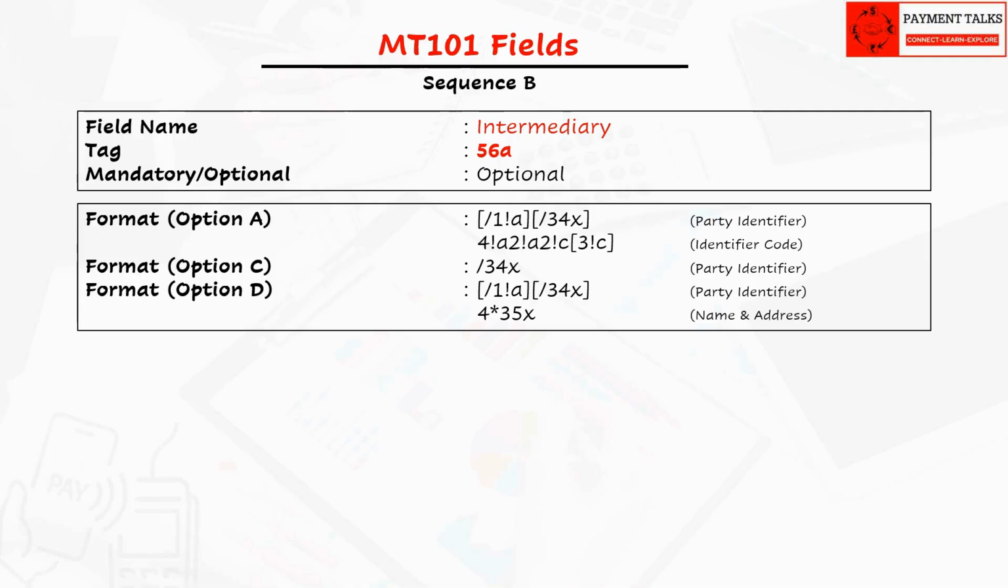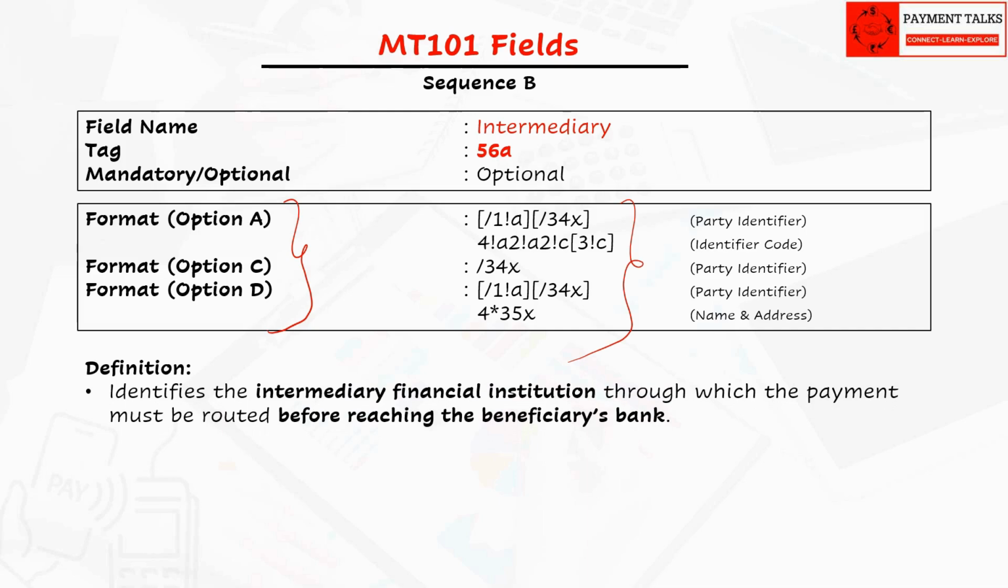This is an optional field. The format is as shown with three letter options A, C and D. This field identifies the intermediary financial institution through which the payment must be routed before reaching the beneficiary's bank. Now you might be wondering, why would a corporate instruct its debtor agent to send the money via a particular intermediary instead of just instructing to send it to the beneficiary bank?